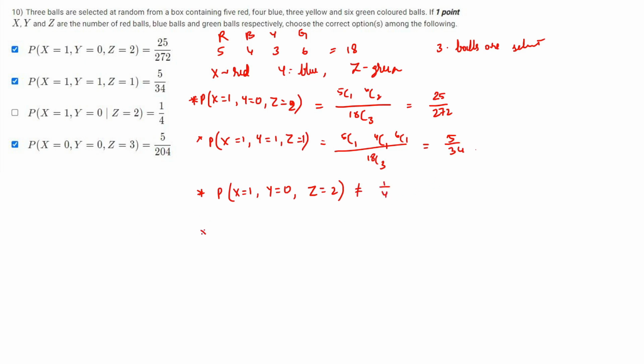Okay, the last option is probability of x equal to 0, y equal to 0 and z equal to 3. All the 3 balls selected are green, so that is 6C3 divided by 18C3, and that is nothing but 5 by 204. Okay, so next question.